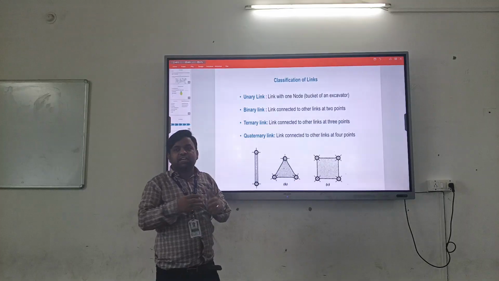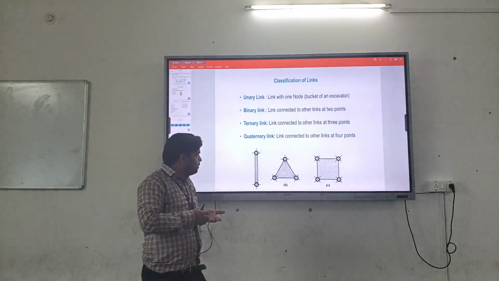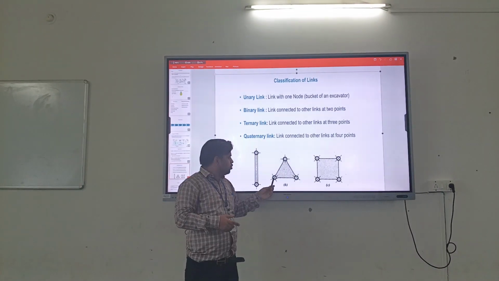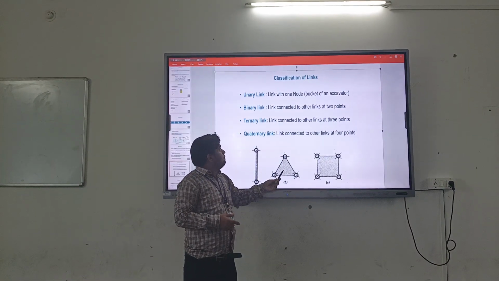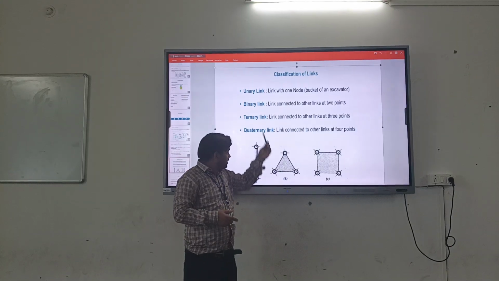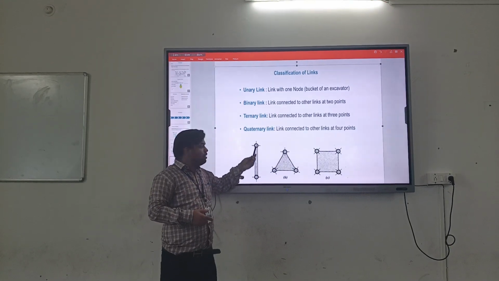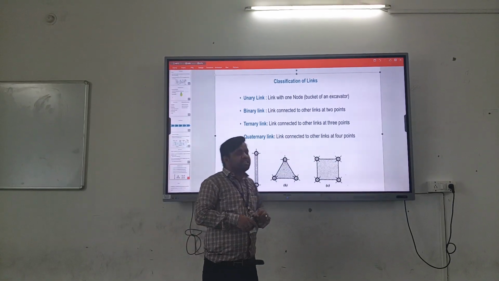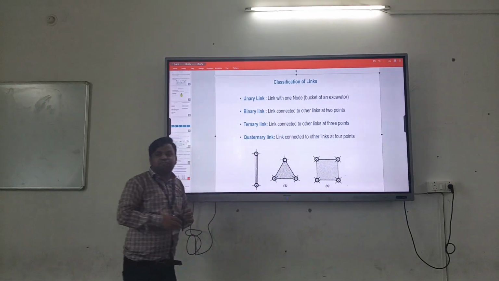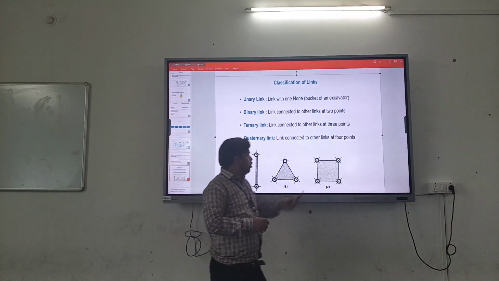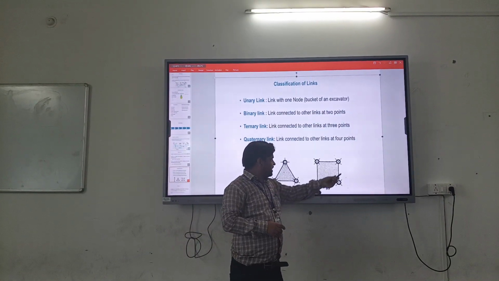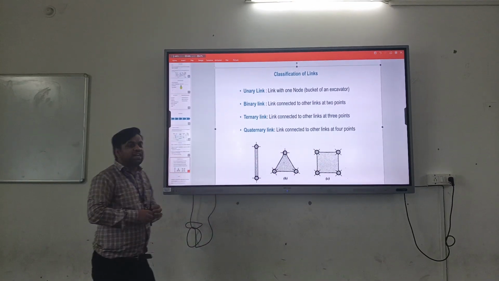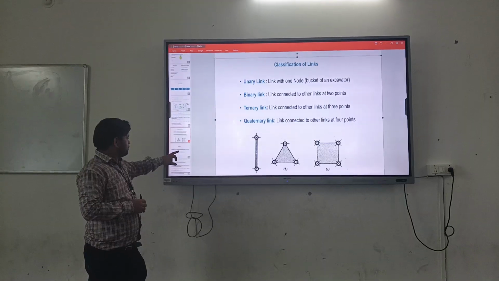Similarly, the link which is connected to other links at 3 points. Here you can see the figure, the diagram with 3 points. So it denotes the ternary link, and the binary link has 2 points. Similarly, the quaternary link is connected to the other links at 4 points, meaning 4 links are connected at 4 points. So this is called a quaternary link.